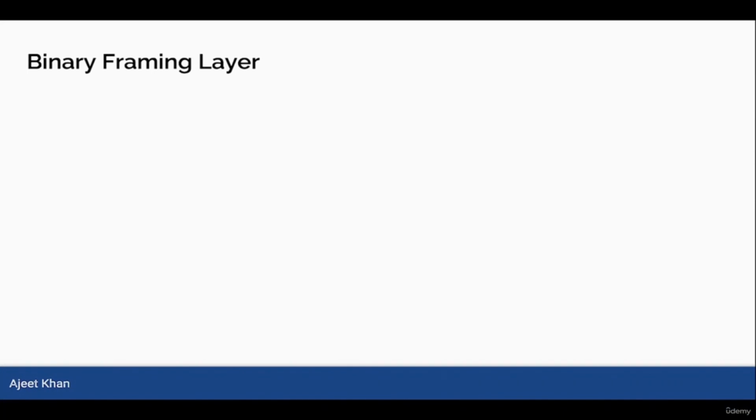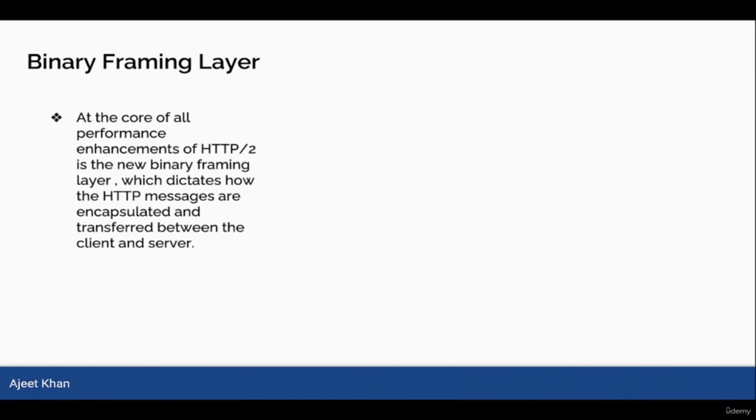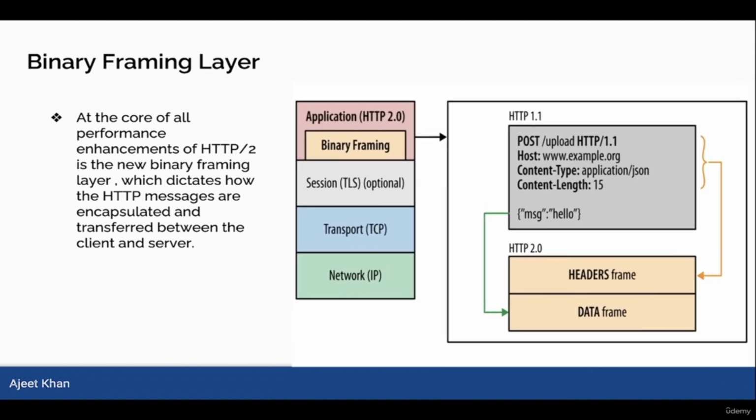Hi, in this video, I will talk about the binary framing layer. So at the core of the performance enhancement of HTTP2 is the new binary framing layer, which dictates how HTTP messages are encapsulated and transferred between client and server. So at the application layer, it is the binary framing. The framing looks like this.